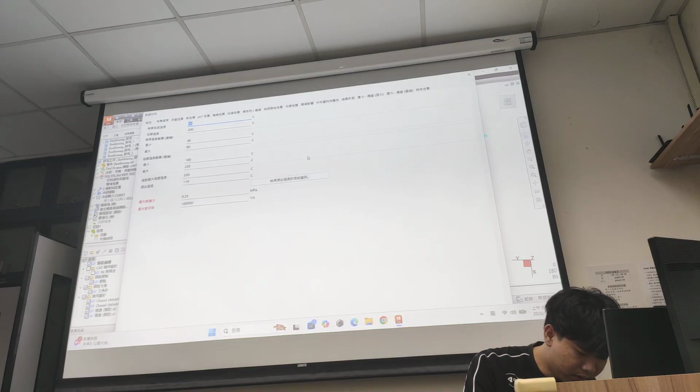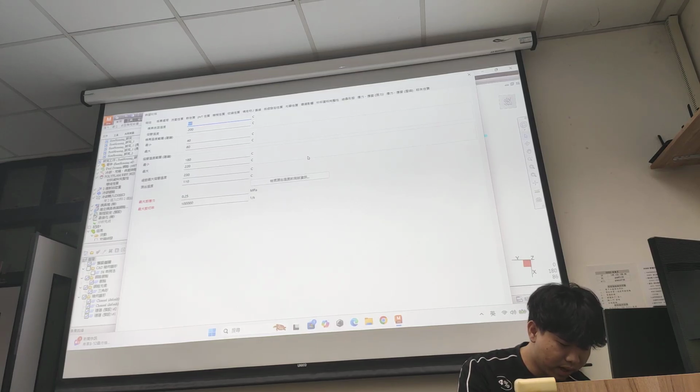And the absolute maximum melt temperature is kept at 230 degrees, and the part will be ejected at 110 degrees.